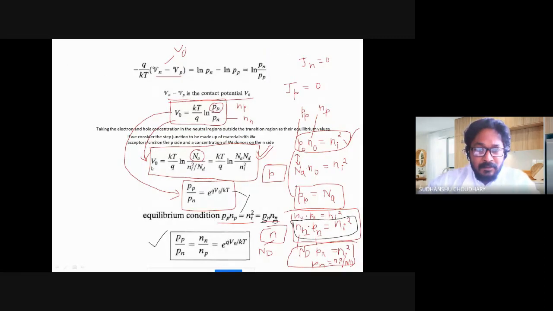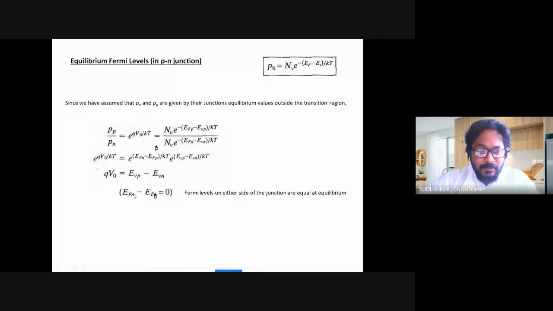So in the last class, we had discussed how to calculate this barrier potential. So we found that this barrier potential is dependent on the doping concentrations in p-type and n-type regions. So we had found a relationship between barrier potential and the doping concentrations in p and n regions. Then from this barrier potential, we had also found a relationship for the energy barrier.